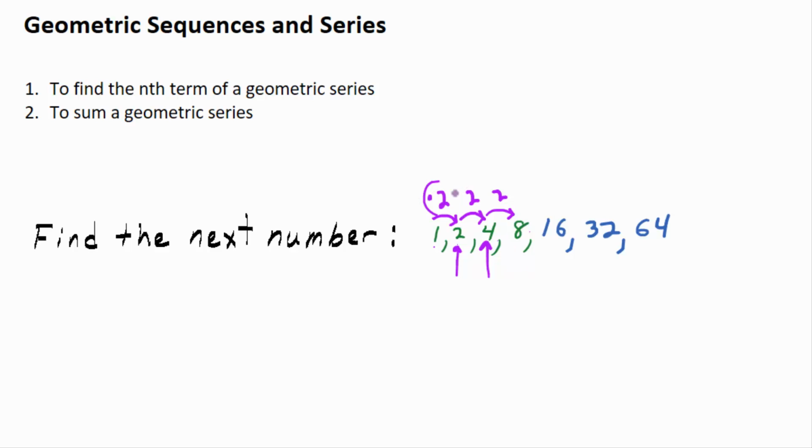By the way, we call 2 the common ratio here because if you take any term and divide by its previous term, you could figure out what that number is. This is a ratio, and it happens to be 2. So 2 is called the common ratio. It'll be the same number if you take any term, like 64 divided by 32, you'll get 2. 32 divided by 16, you'll get 2. So we call 2 the common ratio.